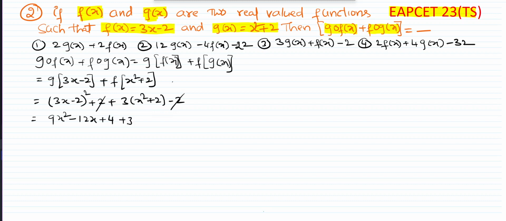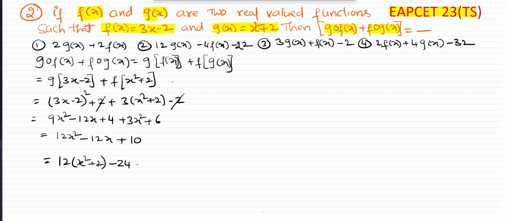Plus this is 3x square plus 6. That is equal to 9x square. This is 12x square minus 12x plus 4 plus 6, that is 10. Now this is written in the form of a combination of f of x and g of x. That is 12x square. Take 12 common. This is written as x square plus 2. Here is 12 into 2, 24 added, subtracting minus 24.